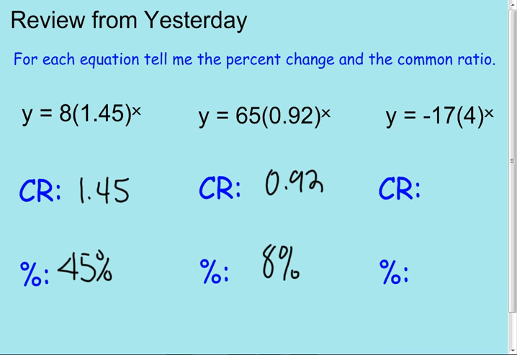What about this one? Now this one's tougher because this isn't 1 point something. What's the common ratio? 4. So what's the percent? Do you remember what you do? You subtract 1, which gives you 3, but it's not 3%. It's 300%. If you got that, that's really good.